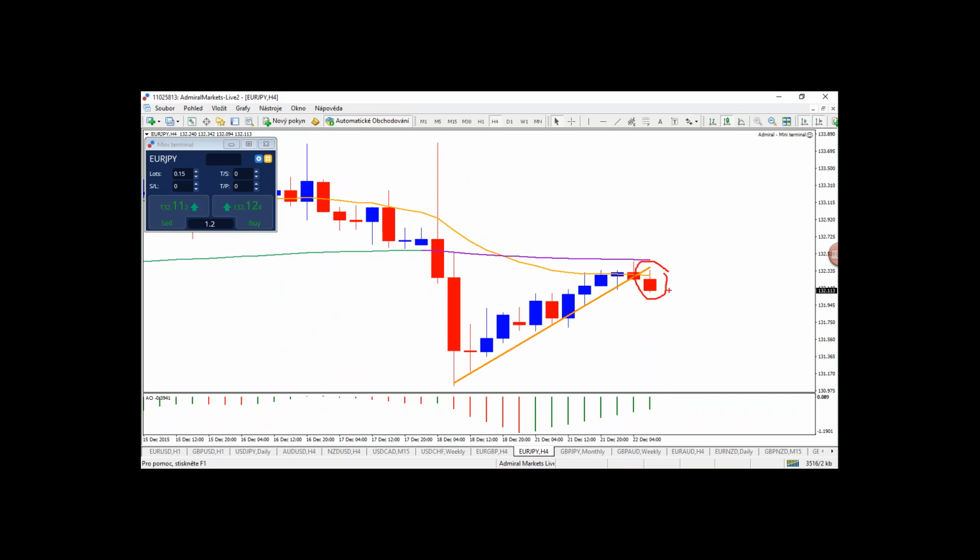Waiting for this 4-hour candle to close could be the second bearish candle after this bullish kind of channel. And that could be the signal, I think, for continuation, either immediately or maybe after a small little retracement here. That seems not that bad, I would say.